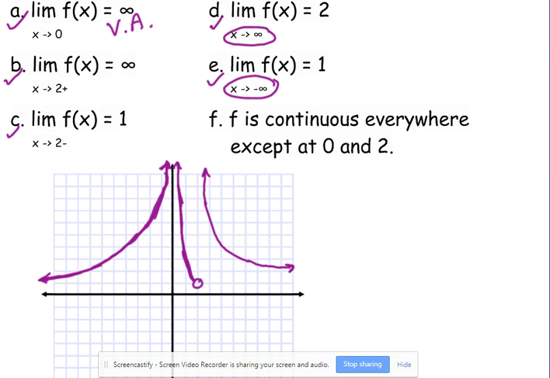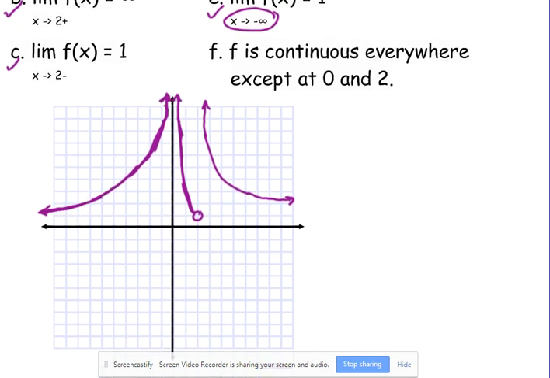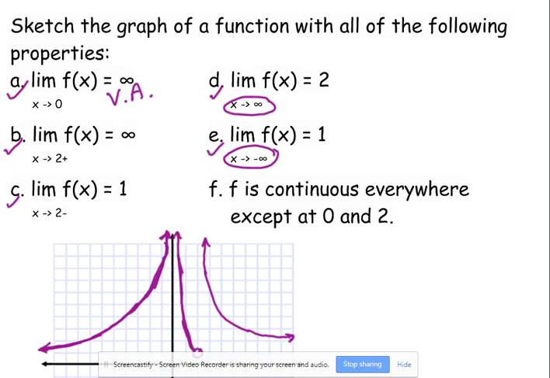Now, your picture doesn't have to be exactly like mine. That's just kind of the bare bones minimum of this function. Okay, let's look at another.